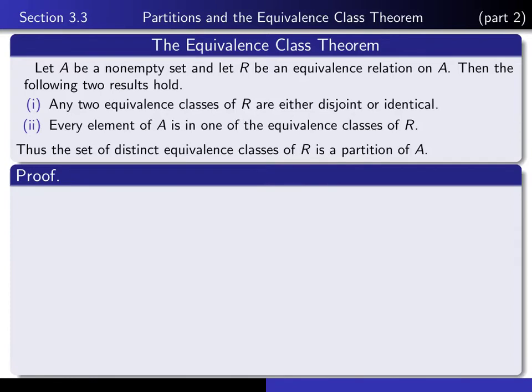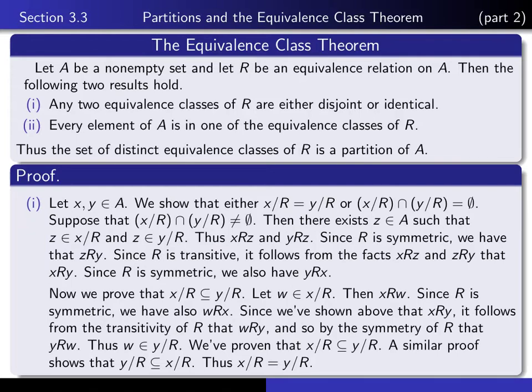Well, let's give a proof of the theorem. First, we'll prove number one, that any two equivalence classes of R are either disjoint or identical. So we begin by giving ourselves two elements of A, and we have to show that the equivalence class of X and the equivalence class of Y are either identical or they have nothing in common at all. Well, let's do a few simple calculations just to see, before we go into the details of the proof. It's really quite simple. So let me show you the idea.